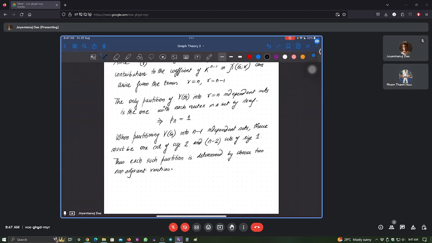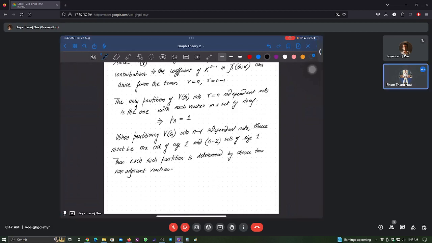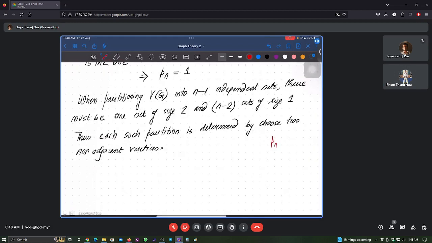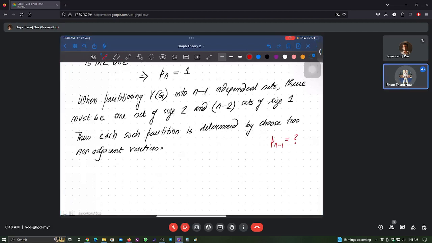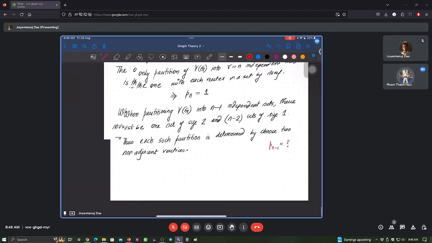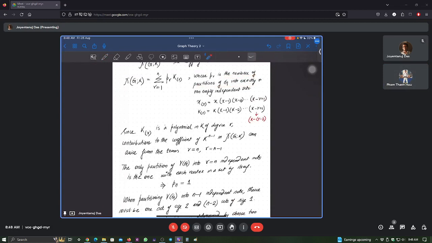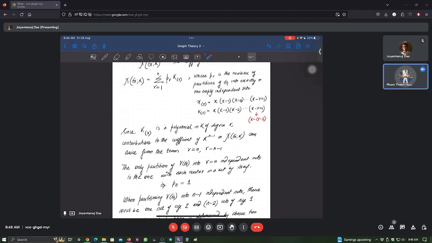The thing is, we are trying to find P of n minus 1, right? How many such partitions exist? By definition, P of n minus 1 is the number of partitions of G into exactly n minus 1 non-empty independent sets, right?